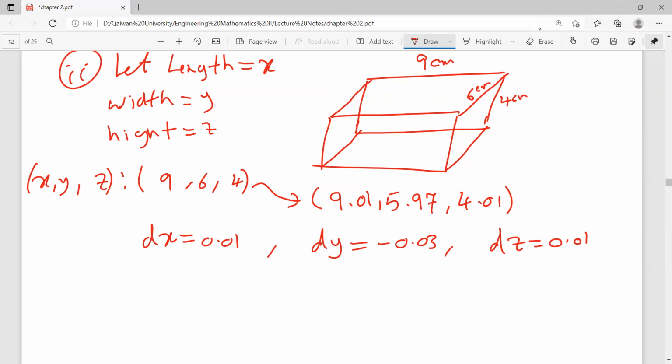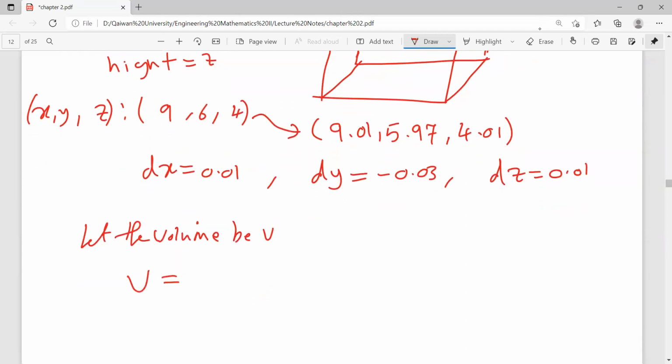And we should write down the rule for finding the volume of a cuboid. The volume of a cuboid is length times width times height. Multiplying these together, we get the volume. So we let the volume be V. That means V equals x times y times z.